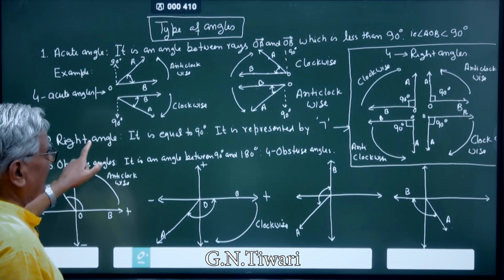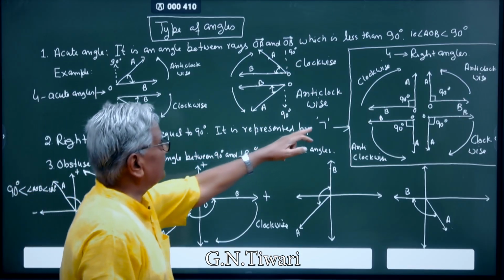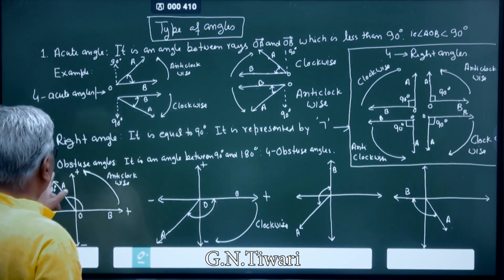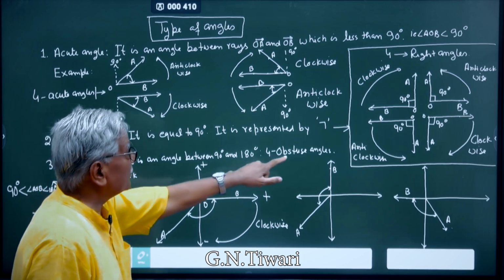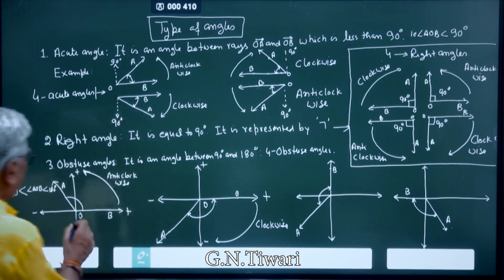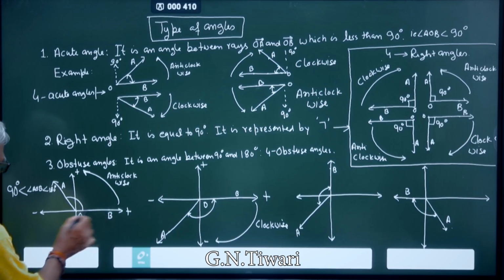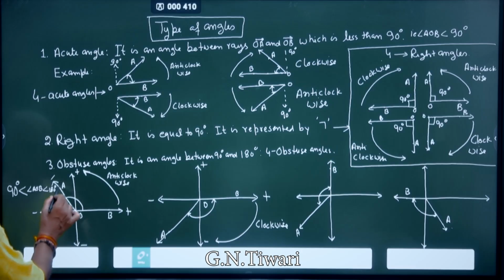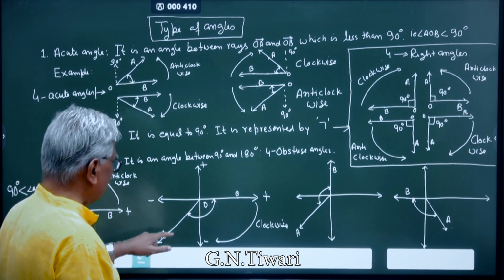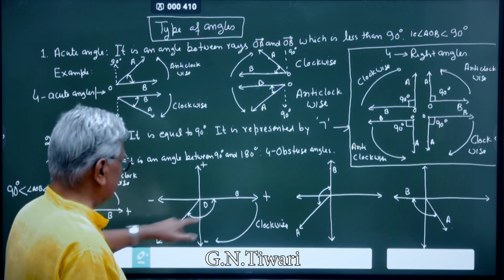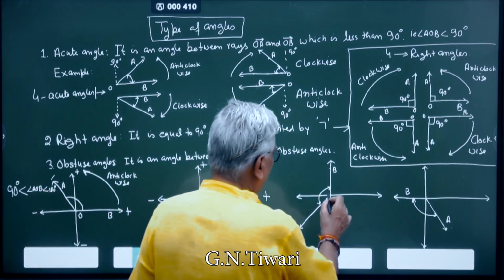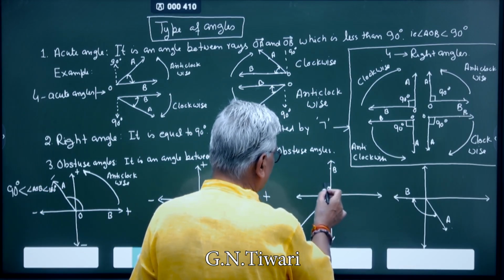Then right angle, I have already mentioned, it is represented by this. Obtuse angle, it is an angle between 90 and 180 degree. Four acute angle, four. अब देखिए, यहाँ पर just see, here it is 0, 180, then from here to move here up to 90, then this angle becomes the obtuse angle. In second case, again you move this way, this is going to be less than 180, but it is clockwise.